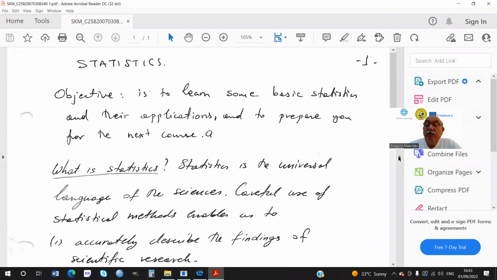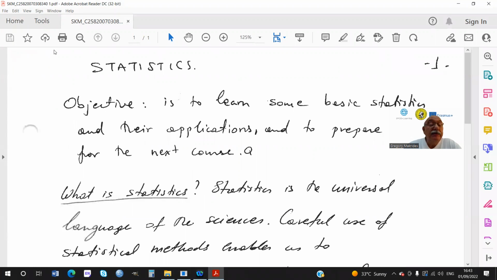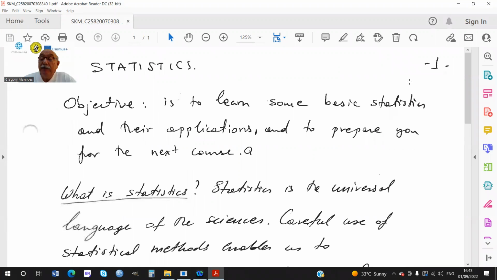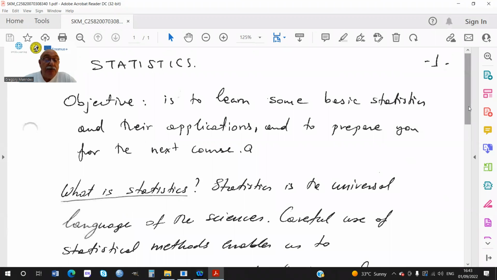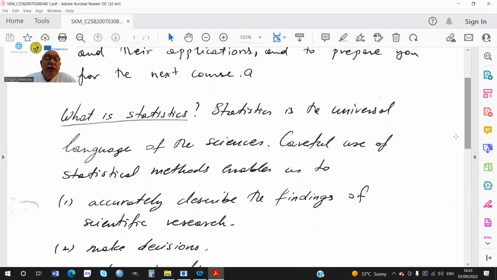Well, the main question one may ask is, what is statistics? We probably heard this term many times already. But the objective of our lessons is to really learn some basic statistics and their applications, and to prepare you for the next lessons and for any applications you may do in projects like STEAM projects, etc.